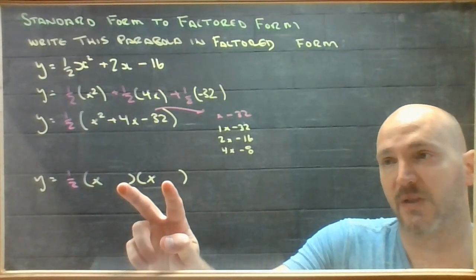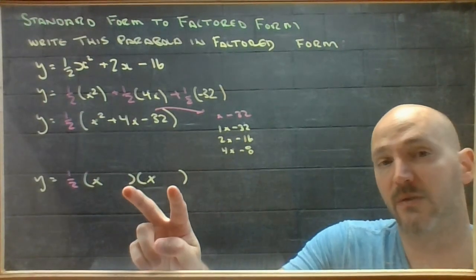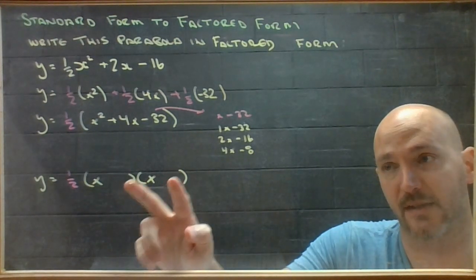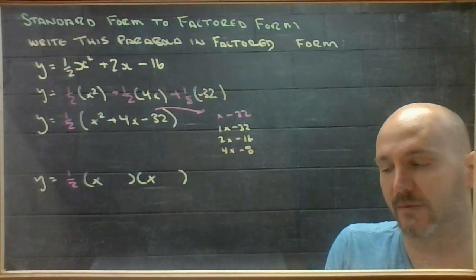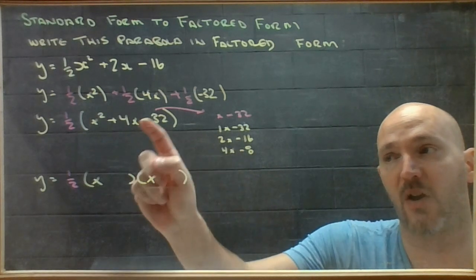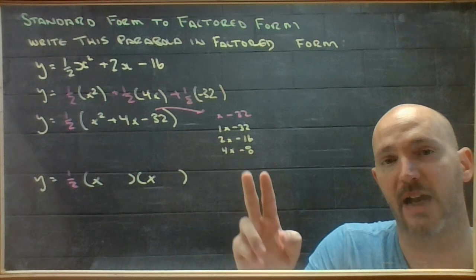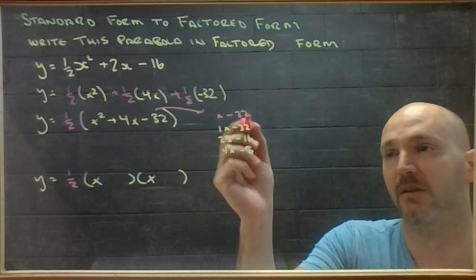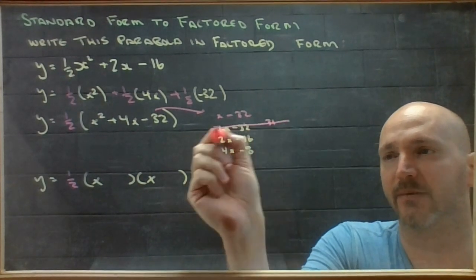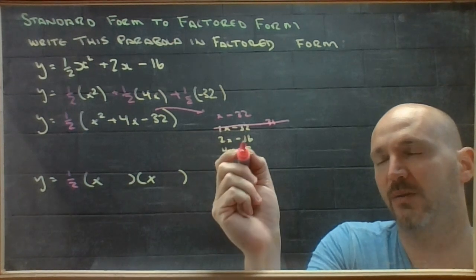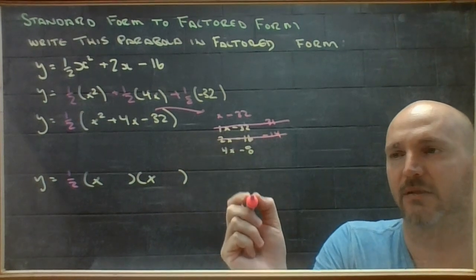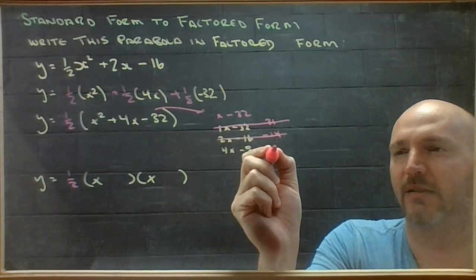So these 2 numbers are either 1 and 32, 2 and 16, or 4 and 8. So those are the only sets of numbers that multiply to negative 32. From this list, I'm going to pick the combination that also gives me positive 4 if I add them instead of multiplying. So 1 and negative 32 would be negative 31. That's definitely not it. 2 and negative 16 would be negative 14. That's definitely not it. 4 and negative 8 is negative 4.